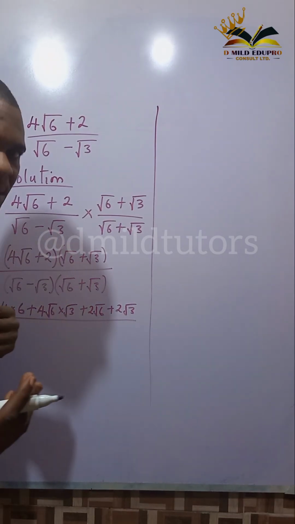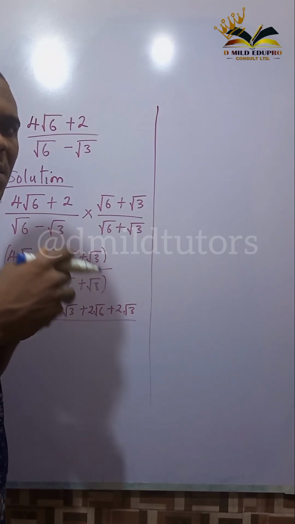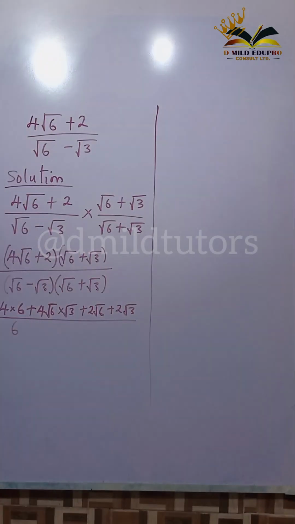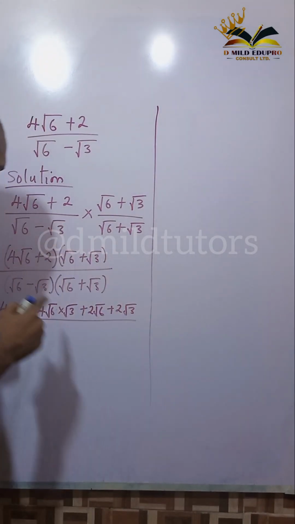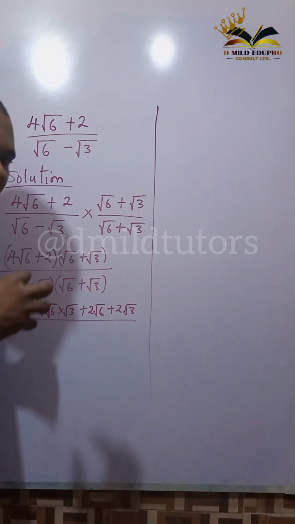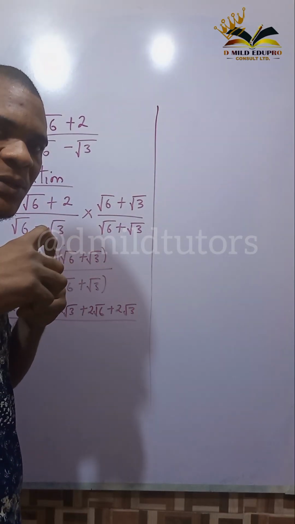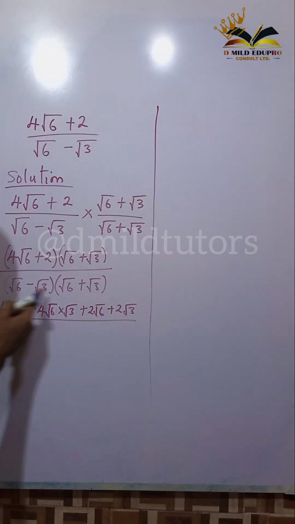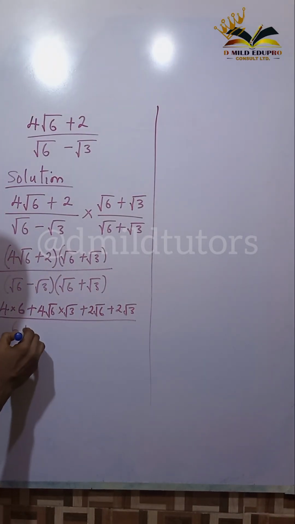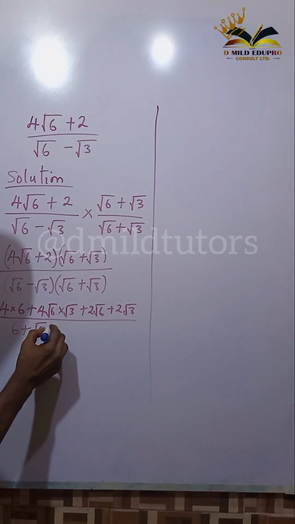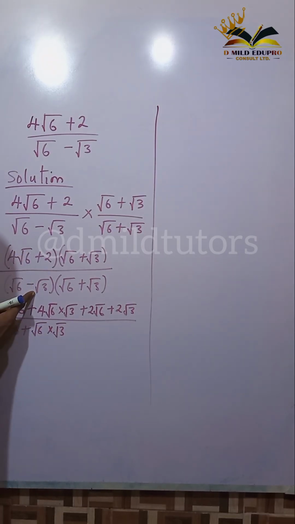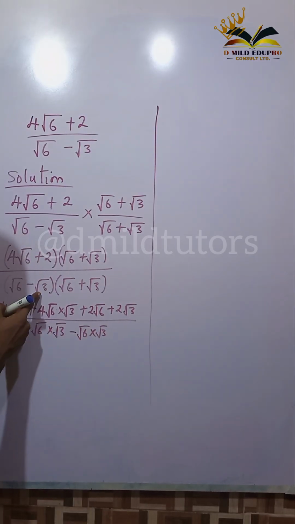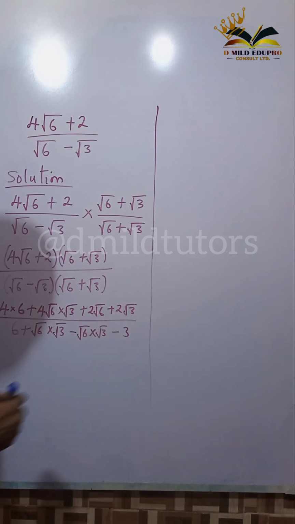Root 6 times root 6 will give you 6, because root 6 times root 6 will give you root 36, and root 36 will give you 6. All right. So instead of passing through that long process, whenever you have a radical having the same number in it, if both radicals multiply, the result or the answer is that number. Okay. So root 6 times this, you have plus root 6 times root 3. This times this, you have minus root 6 times root 3. And this times this, you have minus 3.